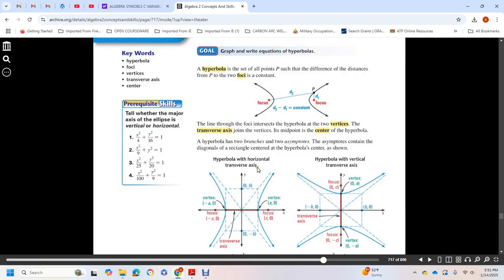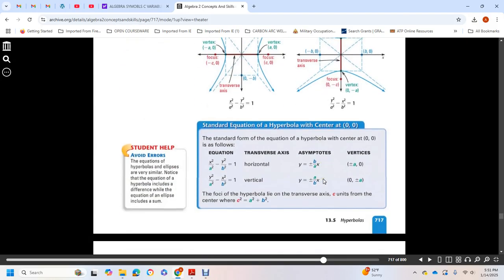Hyperbola with a horizontal transverse axis. The standard form of the equation of a hyperbola with center 0, 0 is as follows: x squared over a squared minus y squared over b squared equals 1. Horizontal transverse axis, asymptotes y equals plus or minus b over a times x, vertices plus or minus a, with y value 0.